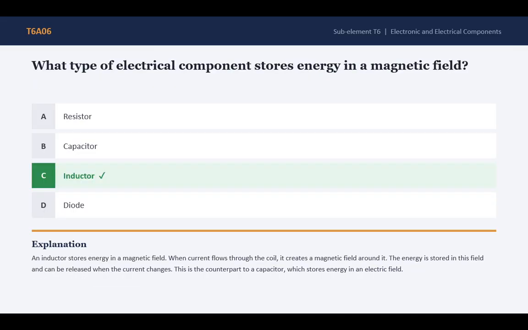What type of electrical component stores energy in a magnetic field? C. Inductor. An inductor stores energy in a magnetic field. When current flows through the coil, it creates a magnetic field around it. The energy is stored in this field and can be released when current changes. This is the counterpart to a capacitor, which stores energy in an electric field.